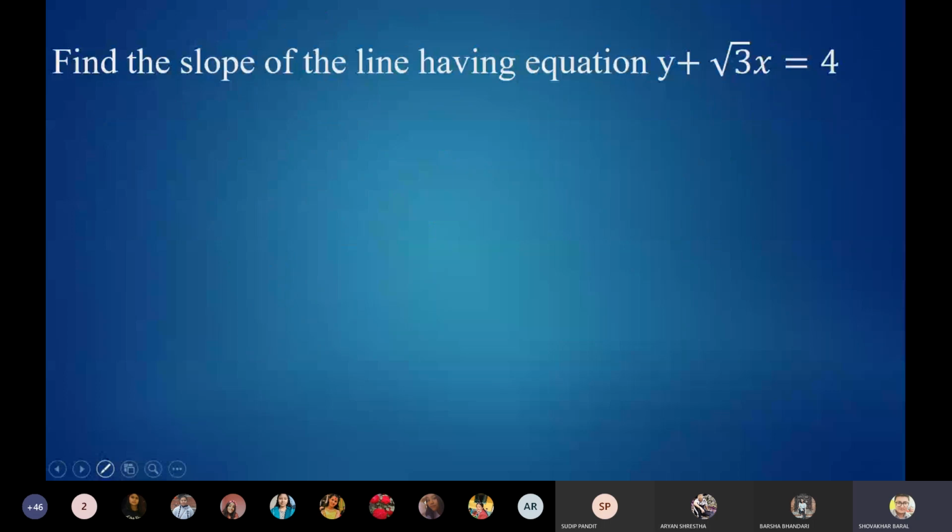So let's do the next one. Okay, just try to find the slope of this line. Find the slope of the line having equation y plus root 3x is equals to 4. Please tell me what is the slope of this line.